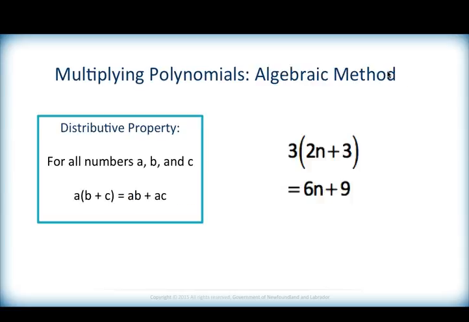Our third method is the algebraic method, and this is using the distributive property. So just to refresh that property, for all numbers a, b, and c, we have the monomial a being multiplied by binomial b plus c. When we use the distributive property, we go a times b plus a times c. So with our question here in our example, we're going to go 3 times 2n, which gives us 6n, and 3 times 3, which gives us positive 9. So using the distributive property, the number outside, which is a monomial, is being distributed to both terms in the binomial.